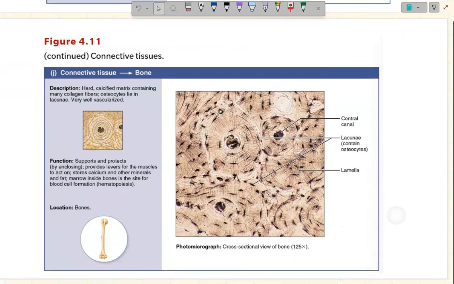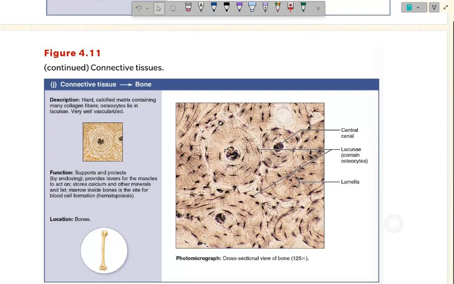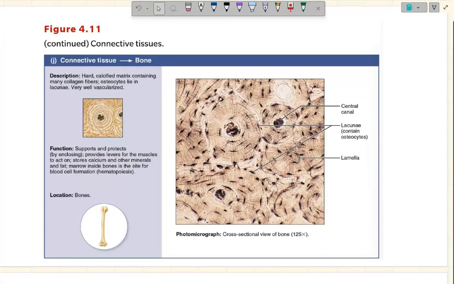Okay, so that's it for our dense, loose, and cartilage connective tissue. Now we're on to just the last two types of connective tissue. Here we have bone. Bone and blood, which I'm about to show you, are probably extremely identifiable because they look so different from the other types of connective tissue.